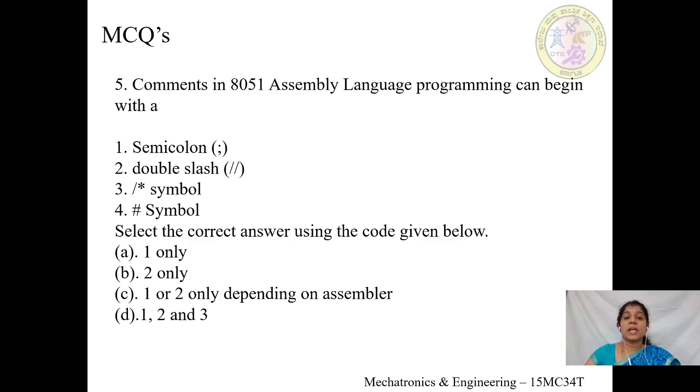Fifth one, comments in 8051 assembly language programming can begin with first option semicolon, second option double slash, third option slash star, fourth option hash. Select the correct answer using the code given below. Option A 1 only, option B 2 only, option C 1 or 2 only depending on assembler, option D 1, 2 and 3. Tell me, comments begin with? Yes, the comments begin with either a semicolon or a double slash depending on the assembler. So correct answer is option C.